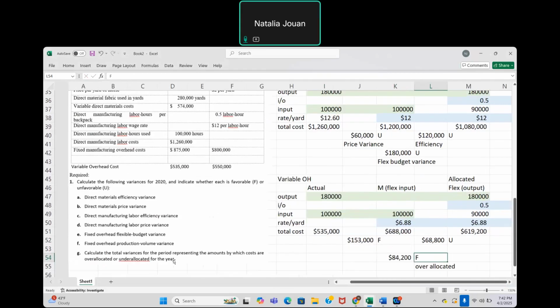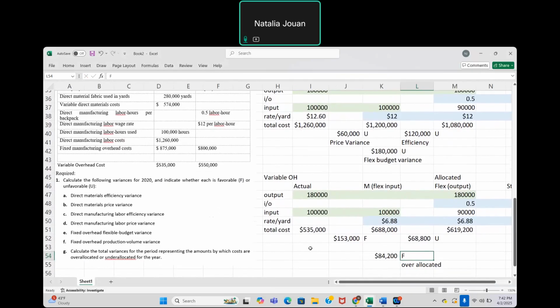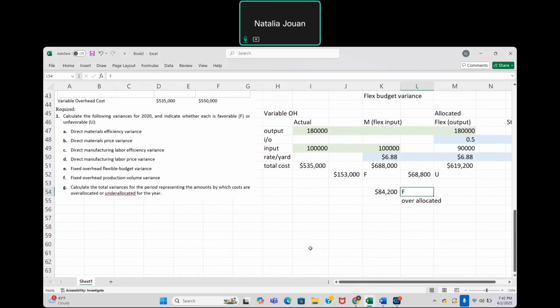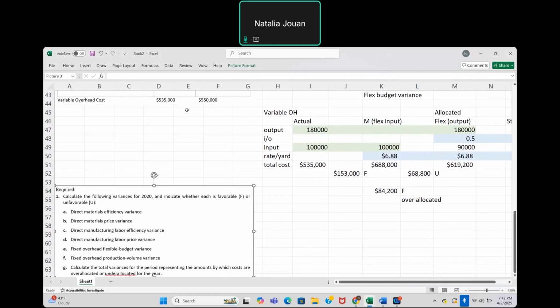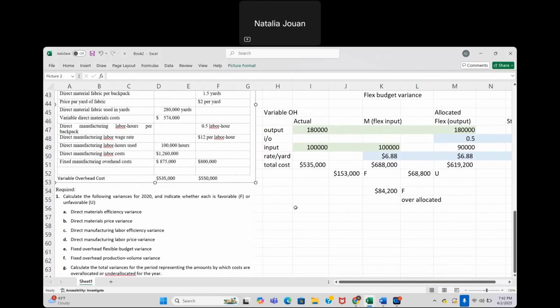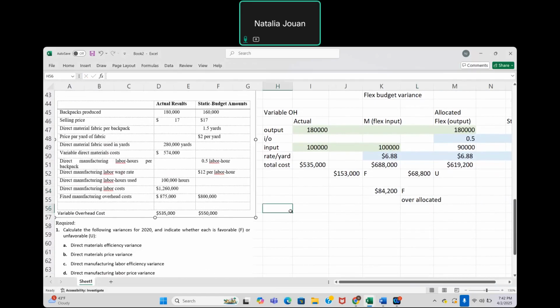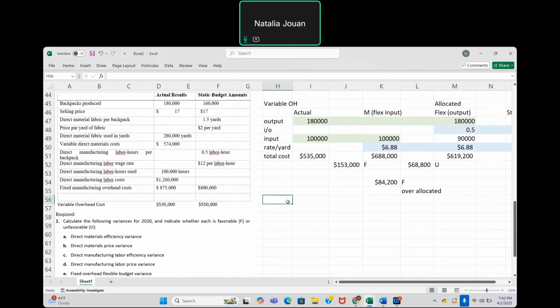The question is asking, what is the total over under allocation for the year? So we have the variable done. Now we're going to make the static, the fixed. And the fixed, remember, is a little bit more complex. It's a little change here. All these others are variable costs. Now we're going to go into fixed costs, fixed overhead.